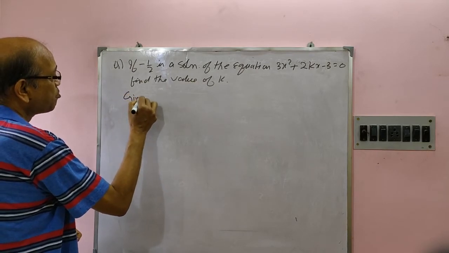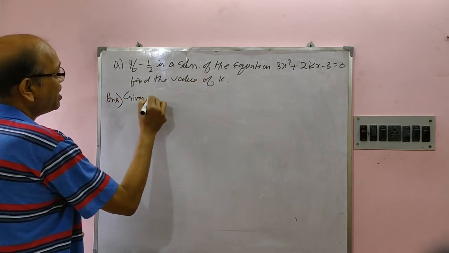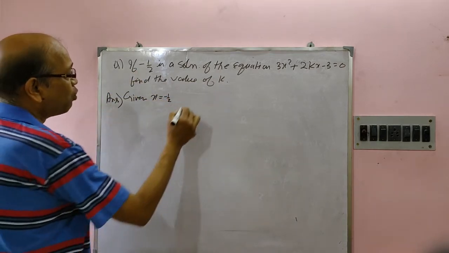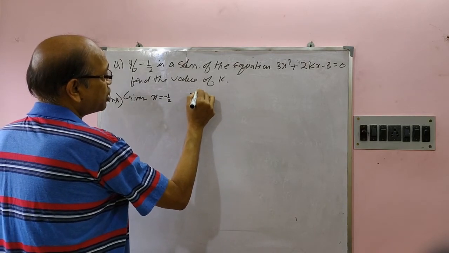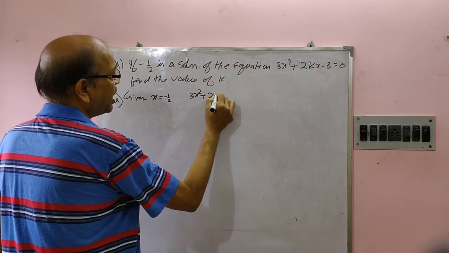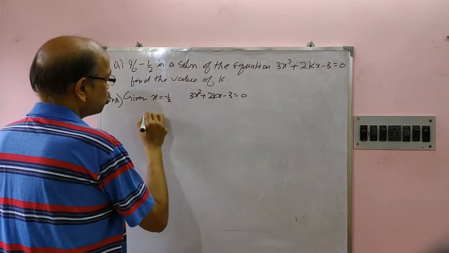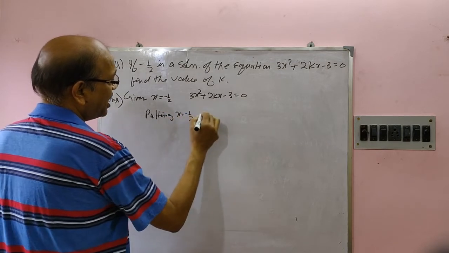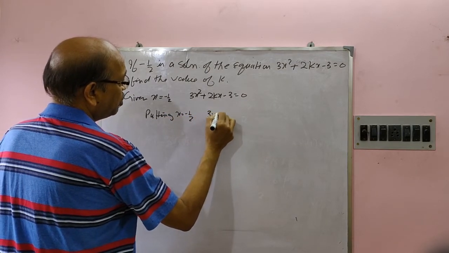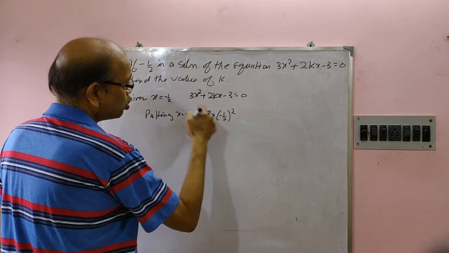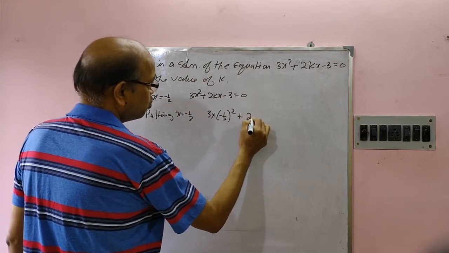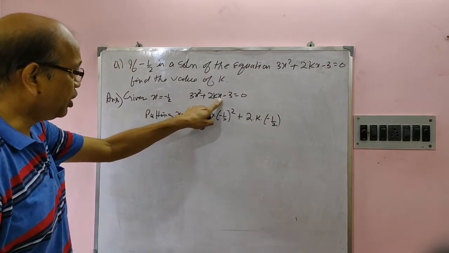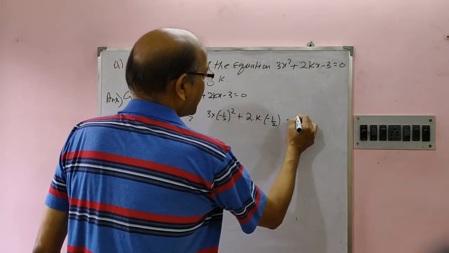For example, what is given? Given x is minus half, and what is the equation? 3x squared plus 2kx minus 3 equals 0. So putting x equals minus half, what do we get here? We get 3 into minus half whole square plus 2 into k into minus half, minus 3 equals 0.